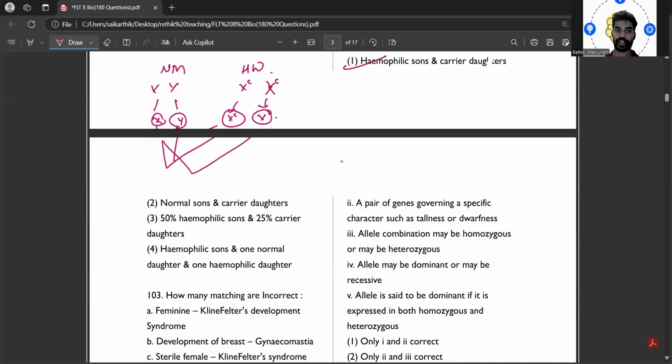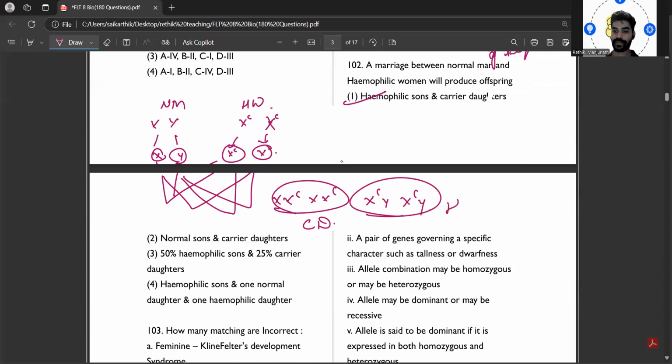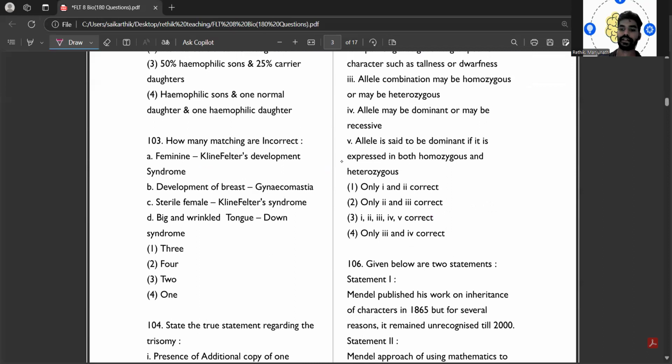When you cross it, you'll get this one. As a result, you'll either get XXC and XXC, then XCY and XCY. So this will be the carrier daughter and this will be the hemophilic son. Next is 103. Hemophilia and color blindness are both sex-linked recessive, both with a similar inheritance.